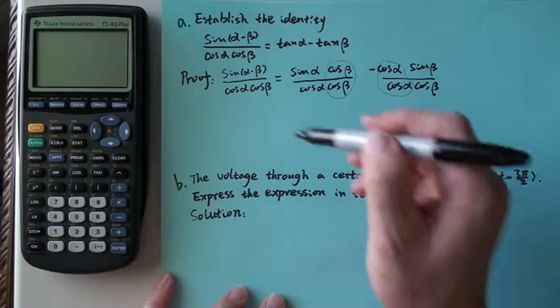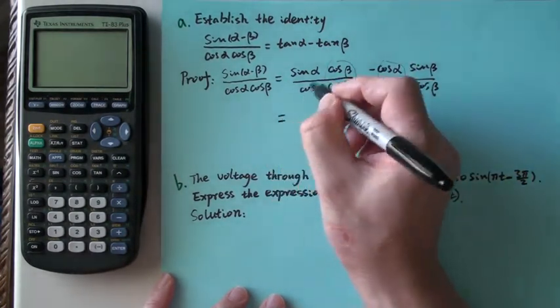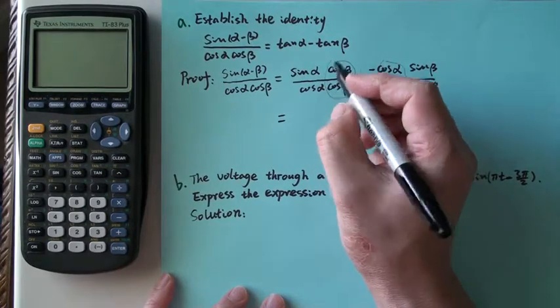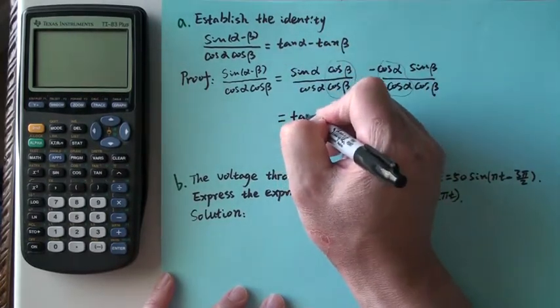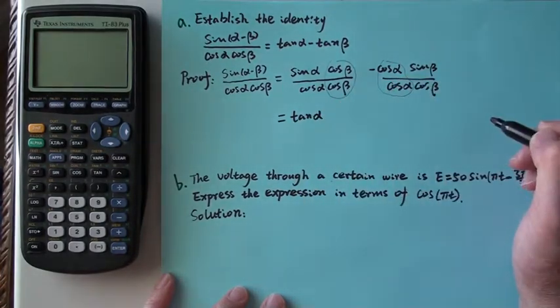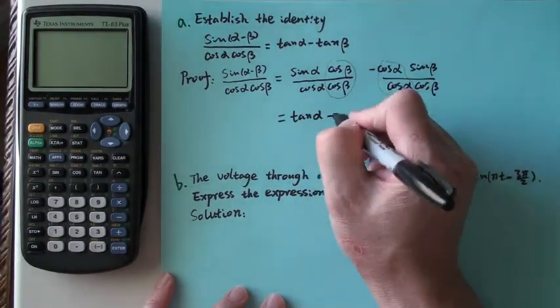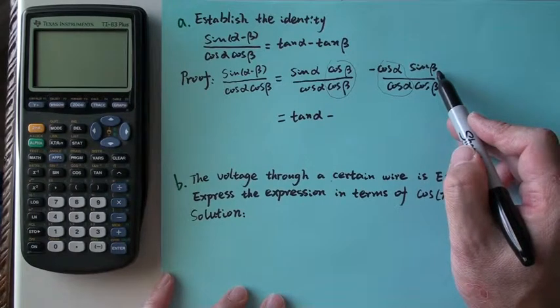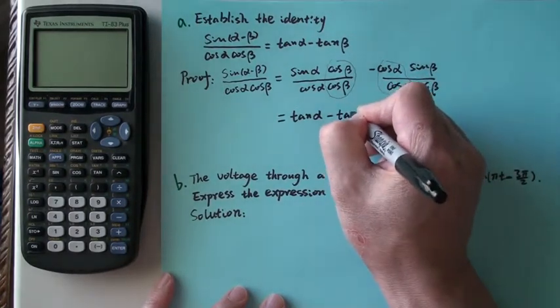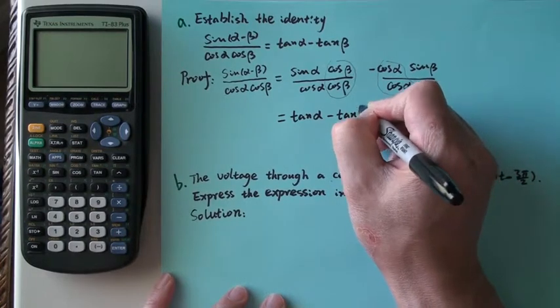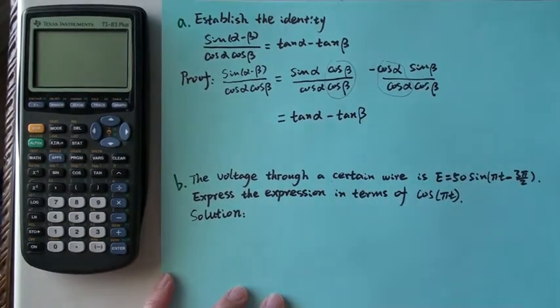What do we get? The first one is sine alpha over cosine alpha. That's basically tangent alpha. And then subtract sine beta over cosine beta. That's tangent beta. Alright, so we are done easily for this one.